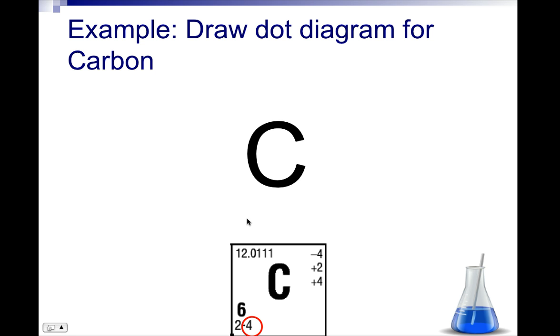So for example, to draw the dot diagram for carbon, we notice here that carbon has 4 electrons. We will place one up top, one on the other side, one at the bottom, and one on the other side. This would indicate that carbon likes to form a total of 4 bonds.